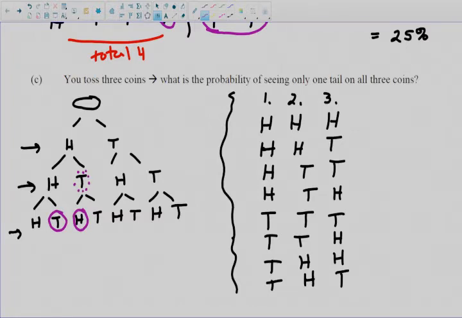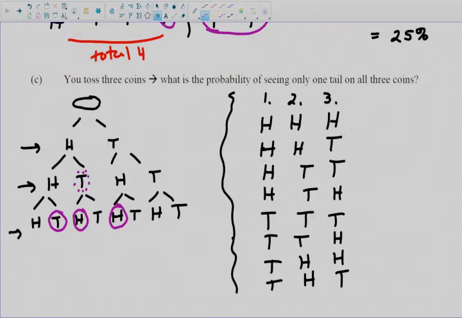Okay, so this would be the branch that gives one tail. This branch gives 2 tails, so that one doesn't count. Starting up here, tails, heads, heads. So this branch has only one tail. Tail, heads, tails does not. And this one can't, because right away there's 2 tails, so none of these work.